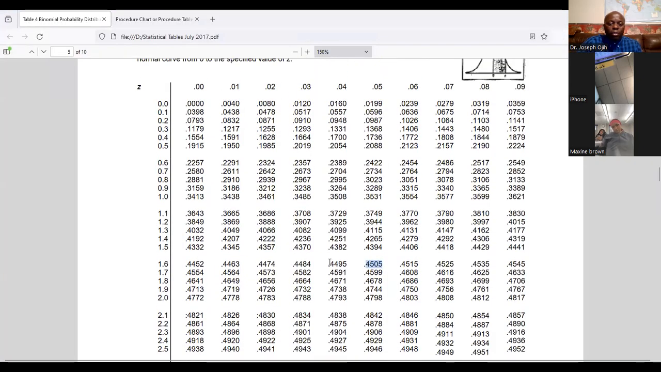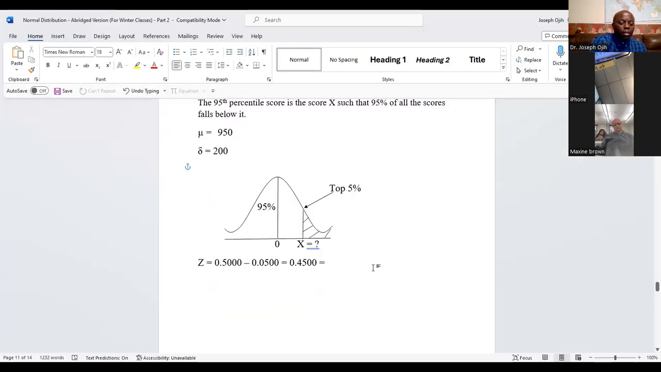Okay. Follow to the left. 1.65. So Z should be 1.65.